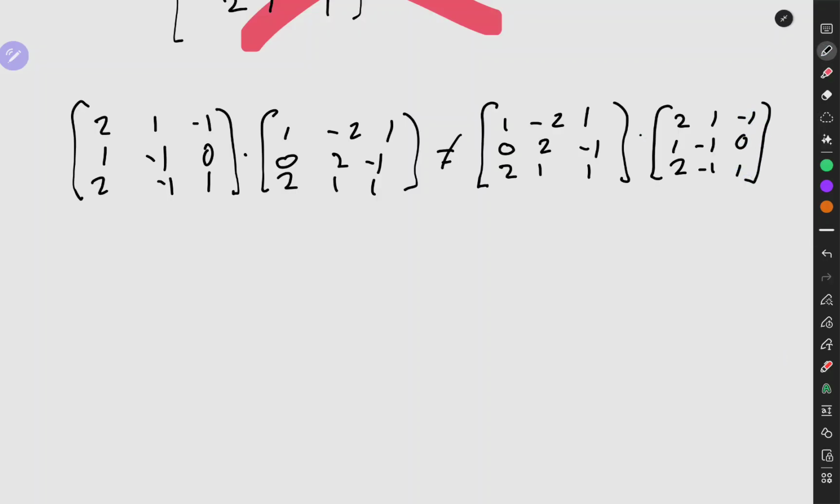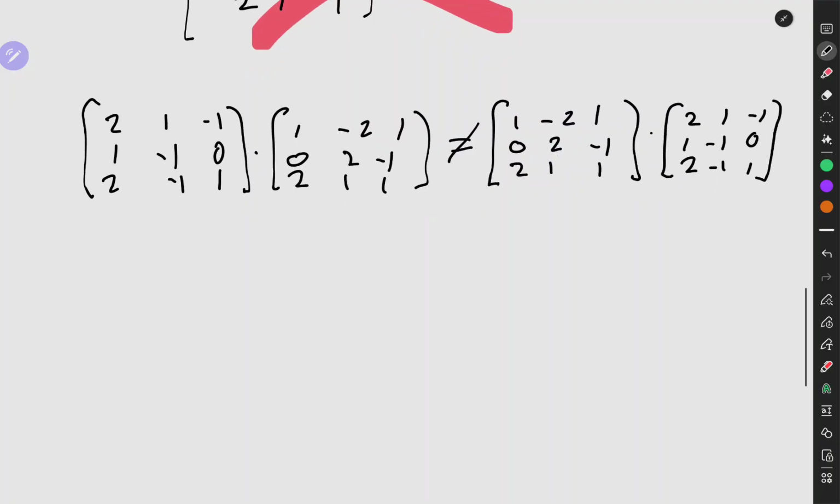It's not the same as that. You would get completely different answers. Let's call this one here matrix A. Let's call this one here matrix B.